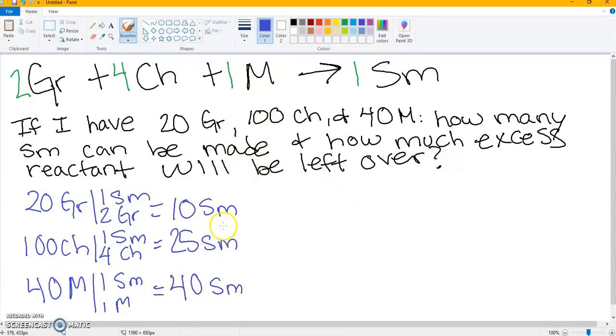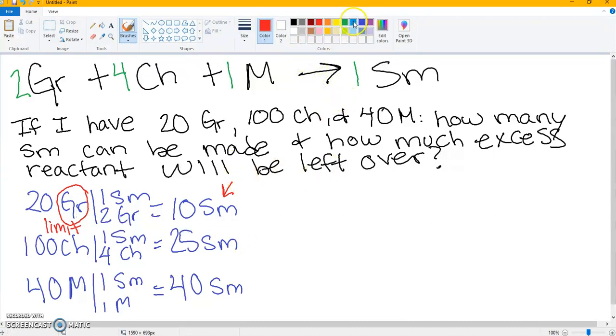So in this case, my limiting reactant would be graham crackers. Why is the limiting reactant graham crackers? Because it makes the least amount of product. Therefore, it is limiting me from making any more product, and that's why it's called the limiting reactant. So graham crackers are going to control everything I can do. They control how much reactant is going to be used up, and how many s'mores I can make. Limiting reactants are very important.